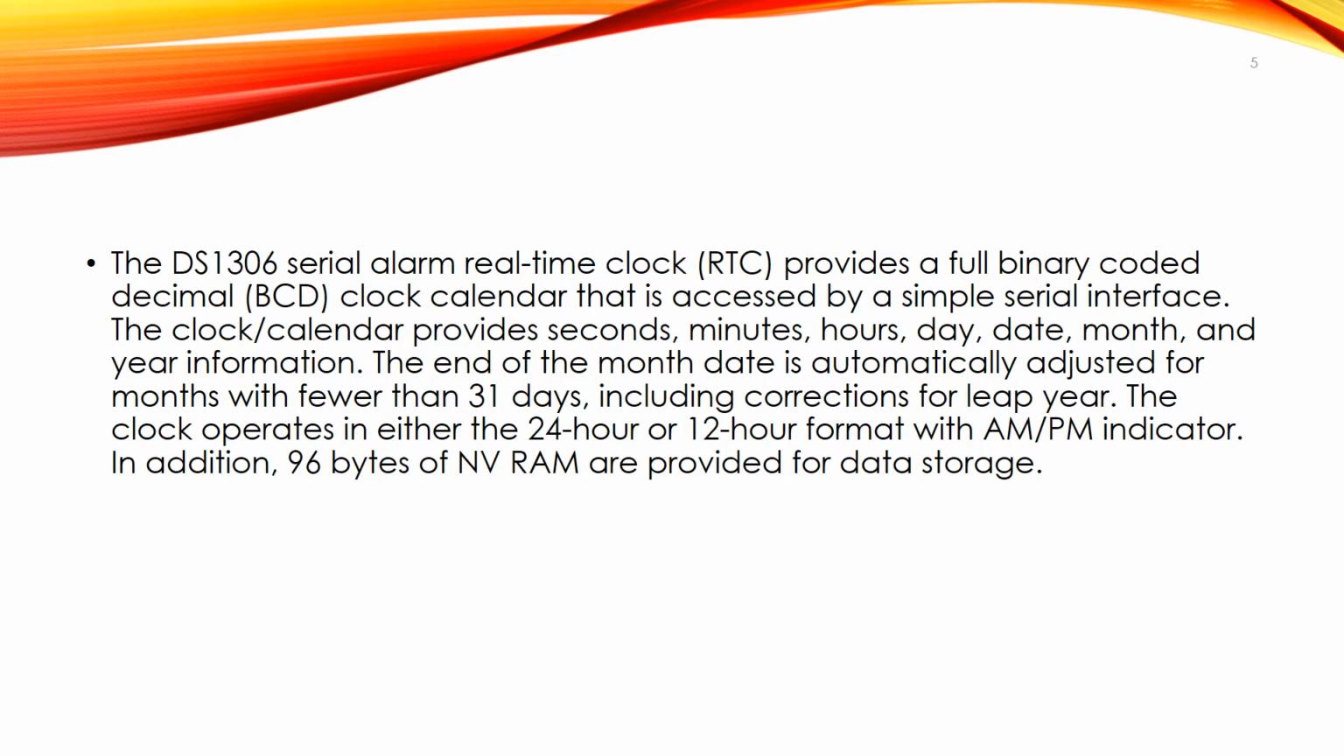The DS1306 is a serial alarm real-time clock that provides a full binary coded decimal clock calendar accessed by a simple serial interface. The clock calendar provides seconds, minutes, hours, day, date, month, and year information. The end of the month date is automatically adjusted for months with fewer than 31 days, including corrections for leap year. The clock operates in either 24-hour or 12-hour format with AM and PM indicator. In addition, 96 bytes of NVRAM are provided for data storage.